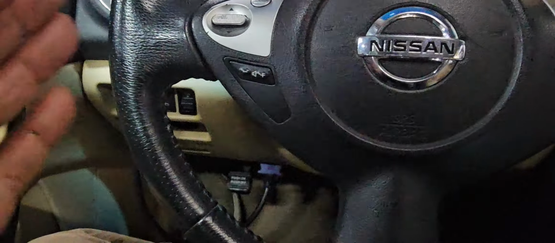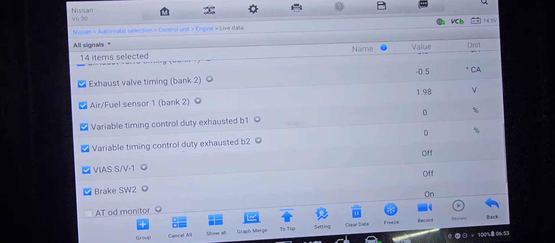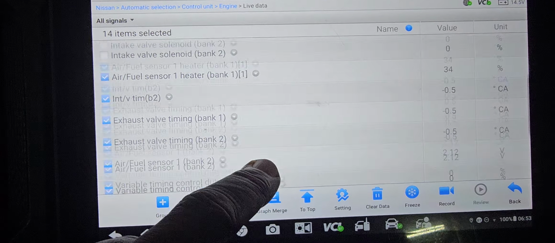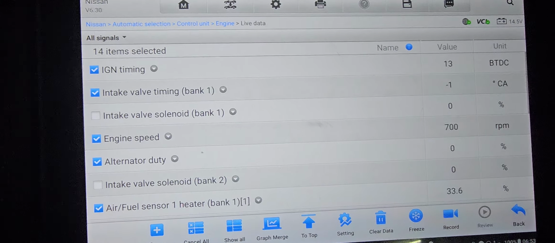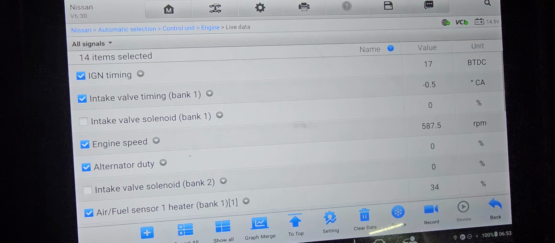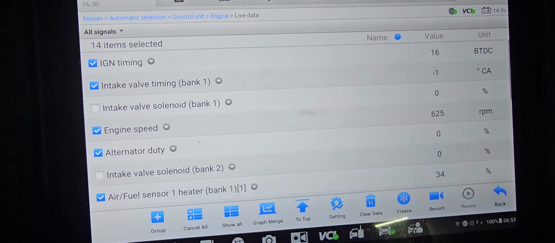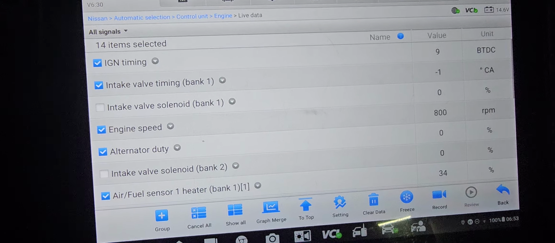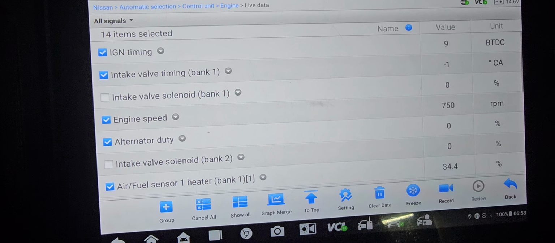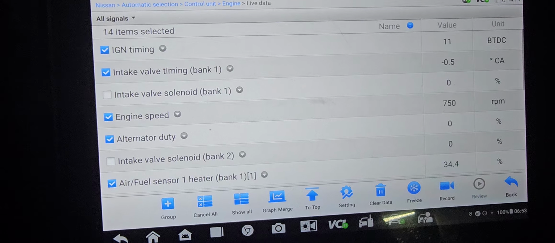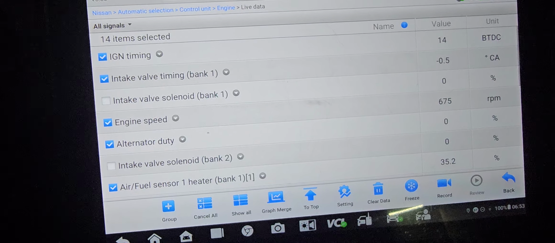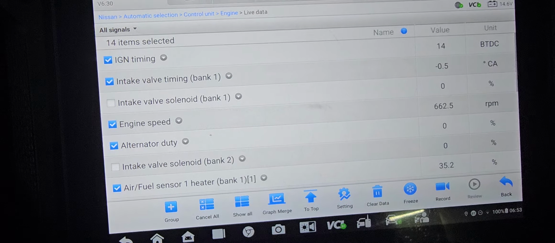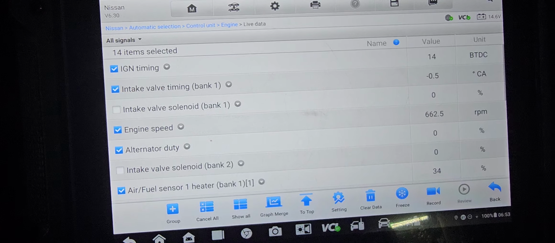This is a quick understanding of how they are supposed to change and what a good reading looks like. Whenever you get a chance, put them together and try to understand how those things work. With the engine running, top dead center is 9 to 14, like 10, 11, 12, 13, 14, at 700 RPM. Intake valve timing is 0, 1 to minus 1, up to 5 degrees. That's what I read.